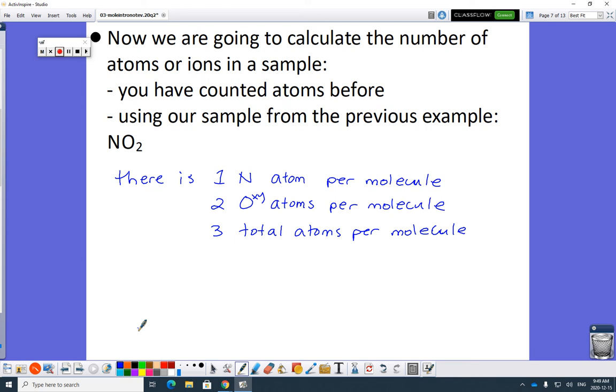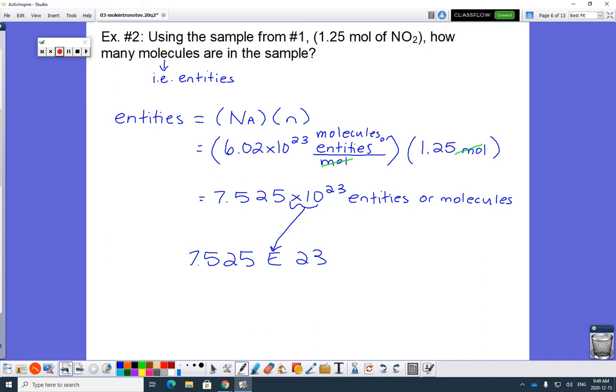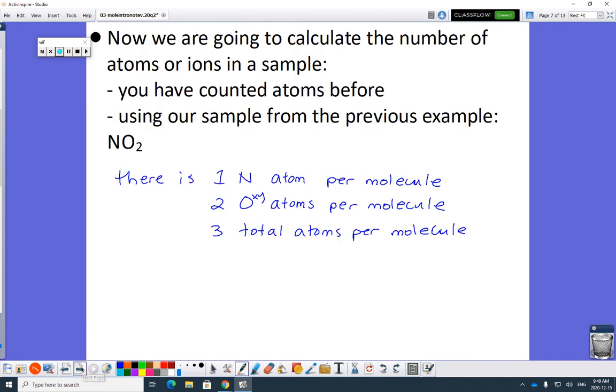So this is fine when we were just counting the atoms, and that was it. So this is per one molecule. If we're continuing with our same example, we don't have one molecule anymore. We have 7.525 times 10 to the power of 23. So when you're asked how many atoms, whether it's nitrogen, oxygen, or total, read the question carefully, because you could do all three here. Then you're looking for how many nitrogen atoms per 7.525 times 10 to the power of 23 molecules.